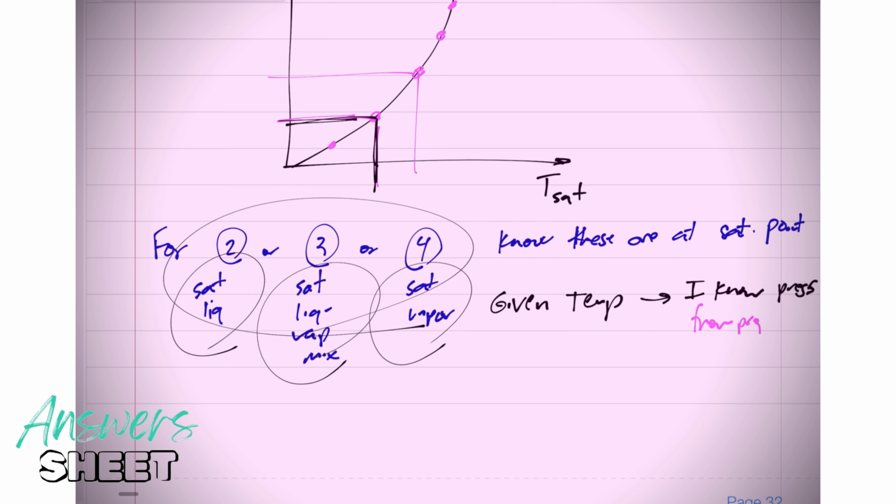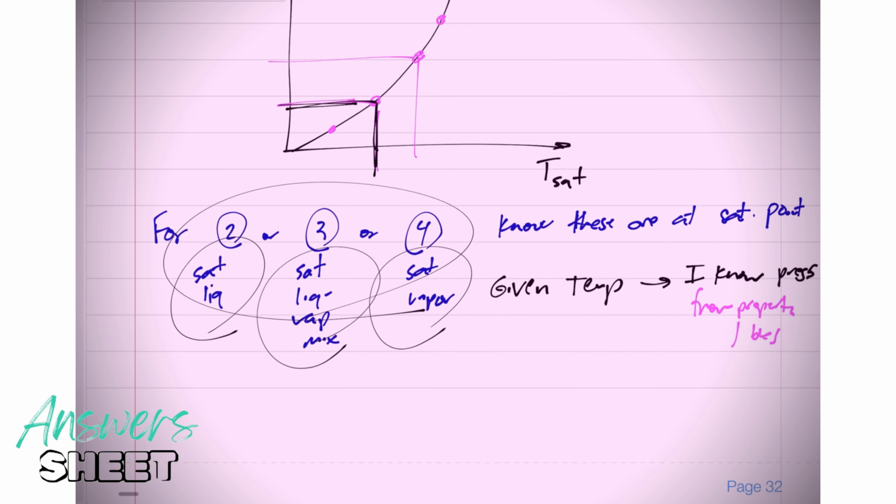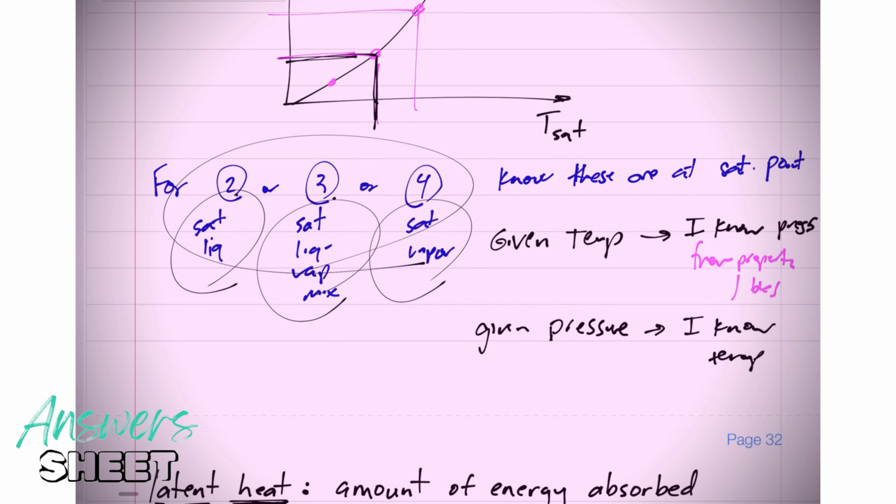From property tables, I can get the pressure. Same thing, if we are given the pressure, and I know it's at state 2, 3, or 4, then we can get the temperature from property tables. These are the property tables that are in the back of the book. We'll talk about these. These are property tables that you will have printed out already when you get into the test.